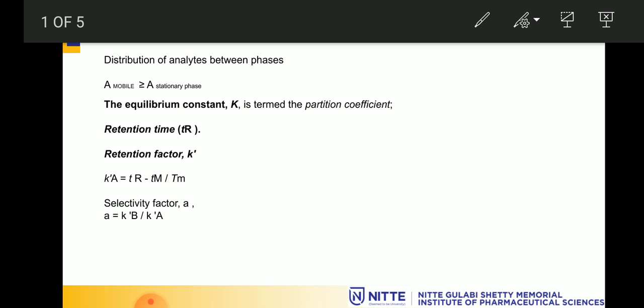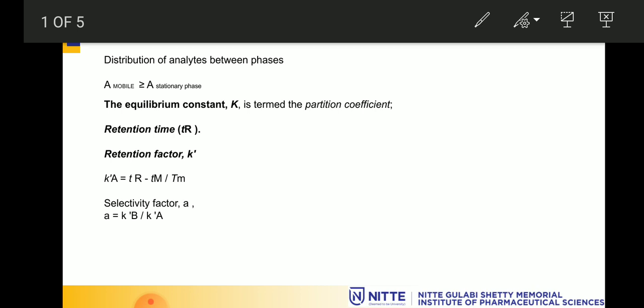So look here, before we start with these terms, let us learn about the basic principle. How does a separation happen in the column? The distribution of the sample between the two phases, mobile phase and stationary phase, can be described with the equation of equilibrium between the mobile phase and the stationary phase.